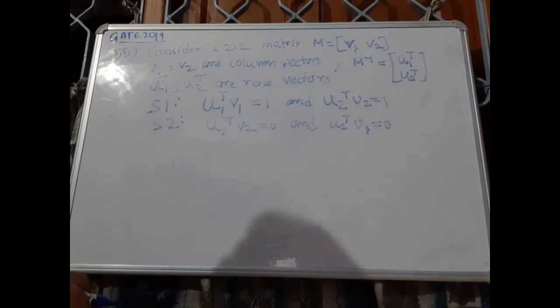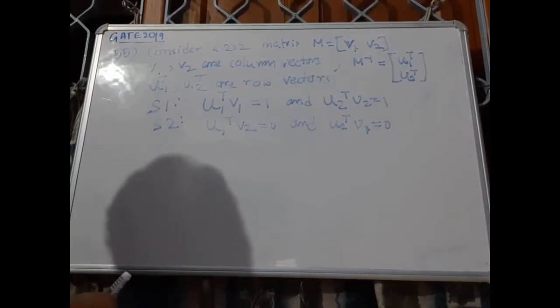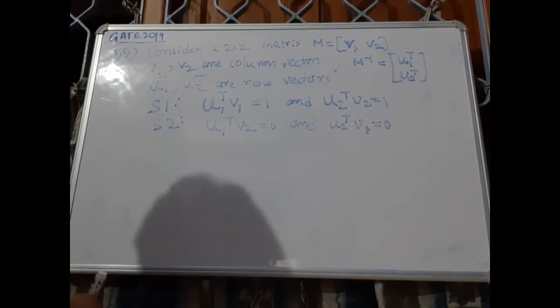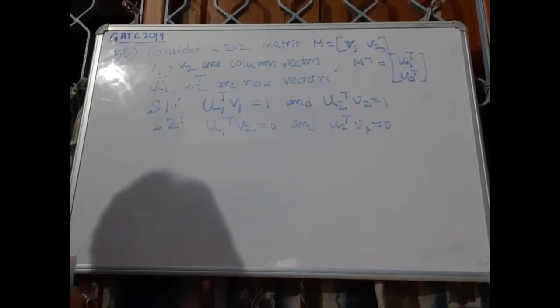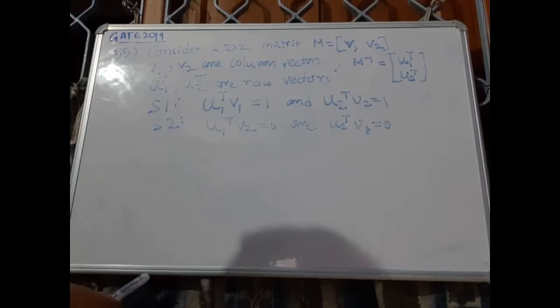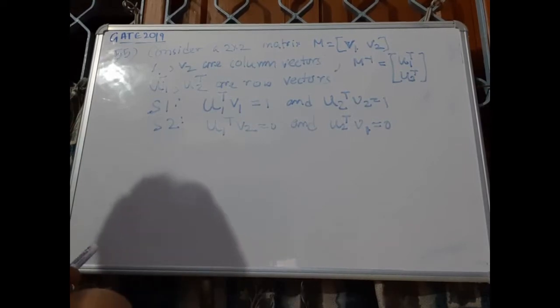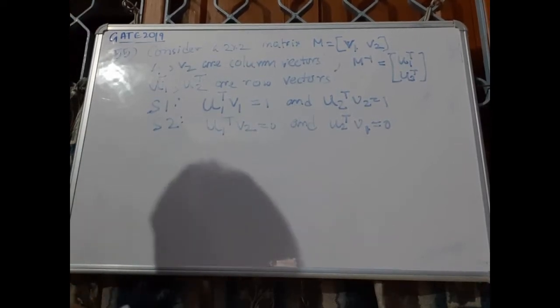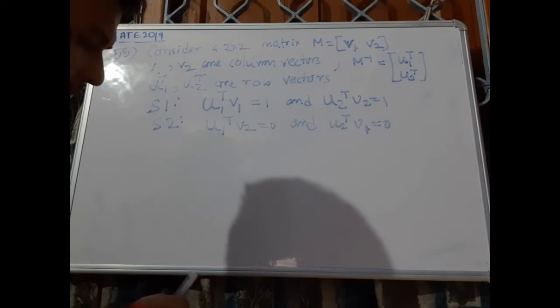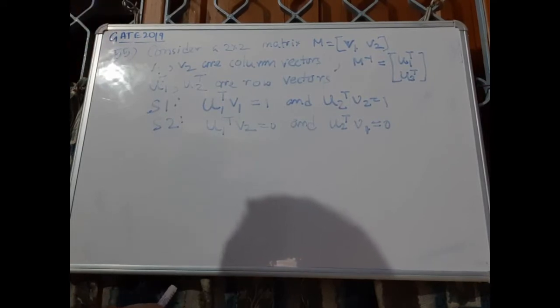Now this is problem number 55 in GATE 2019. Consider a 2 cross 2 matrix M equals V1, V2, where V1 and V2 are column vectors, and M inverse is U1 transpose and U2 transpose, where U1 transpose, U2 transpose are row vectors. Statement 1 is U1 transpose V1 equals 1 and U2 transpose V2 equals 1, and statement 2 is U1 transpose V2 equals 0 and U2 transpose V1 equals 0.